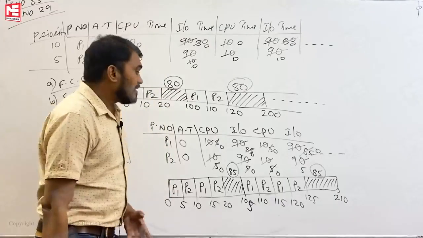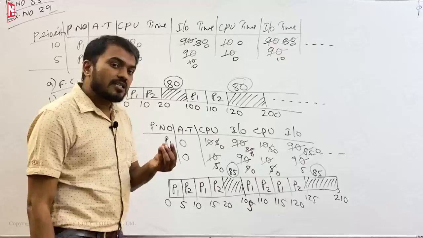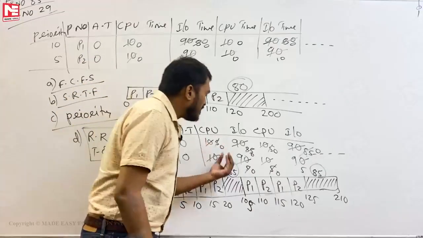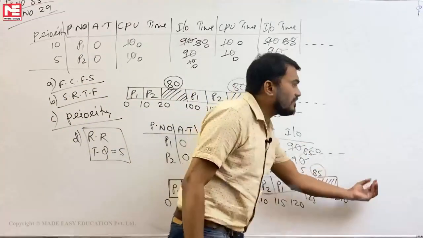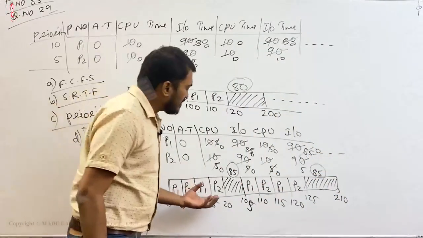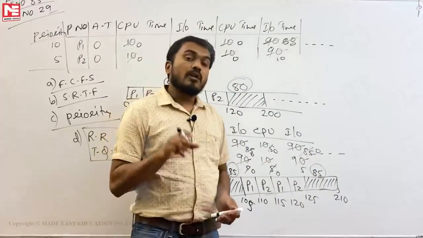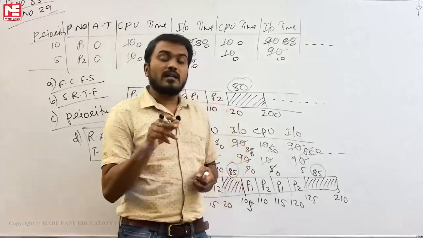Now, in the round robin you are making the observation that the CPU will be idle for 85 seconds, 85 seconds, 85 seconds, in this manner. Now understand the question. What is the question asking?